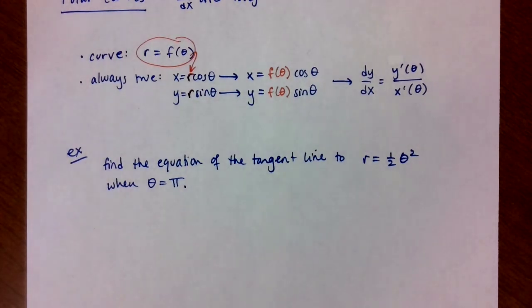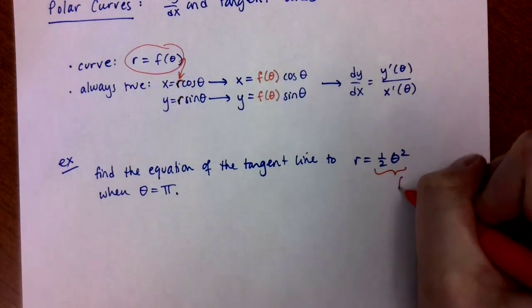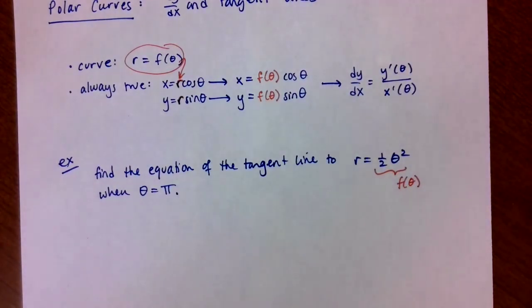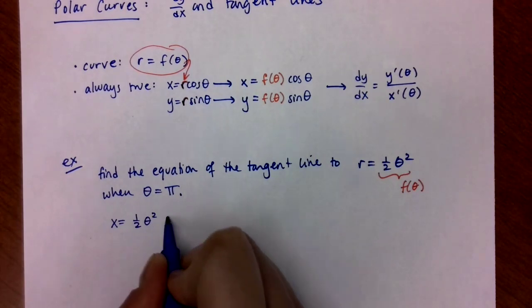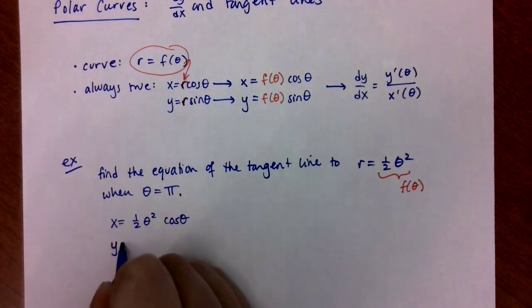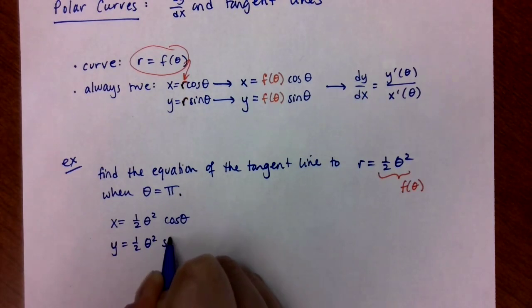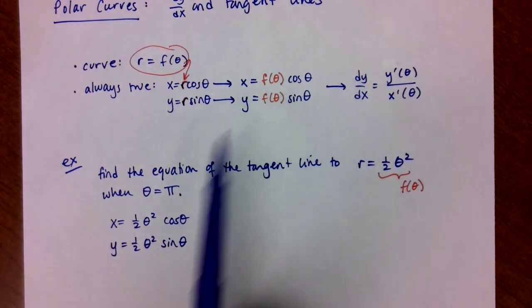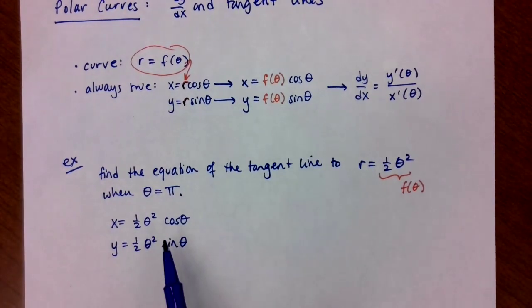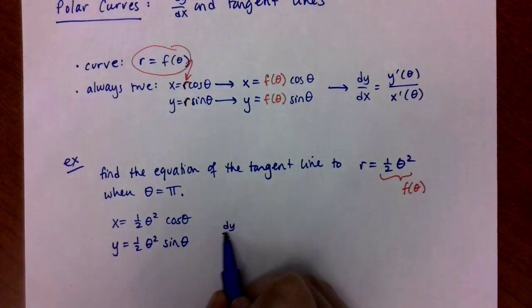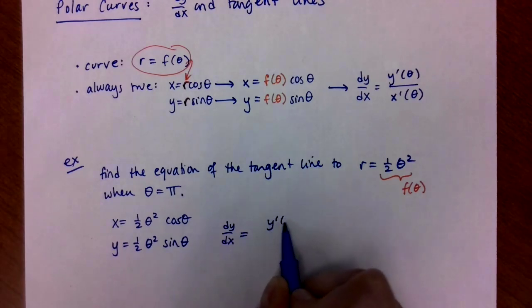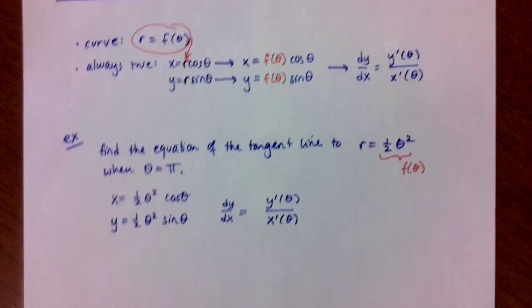Okay, so this formula right here, this is the f of theta for the problem. This is what's defining this spiral curve. So I'm going to say x equals r cosine theta, y equals r sine theta. So this is my f of theta cosine theta, f of theta sine theta. And then for dy/dx as a function of theta, I'm going to have y prime of theta over x prime of theta using these two equations.